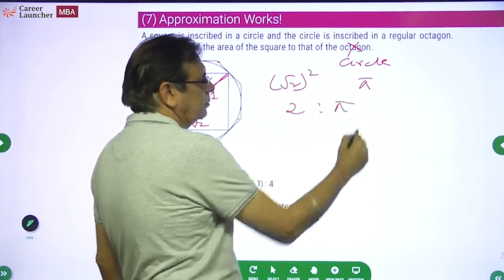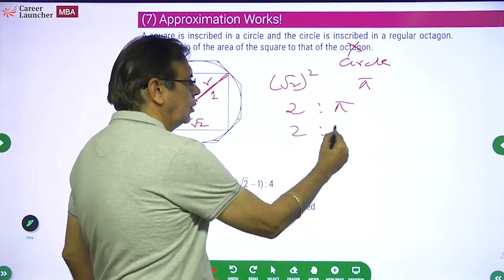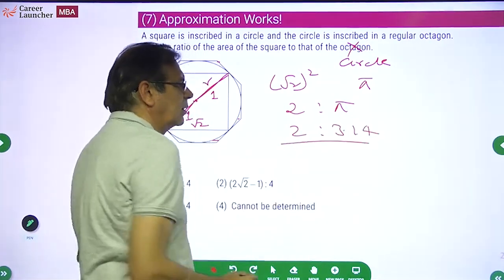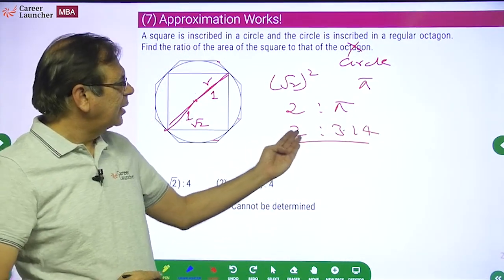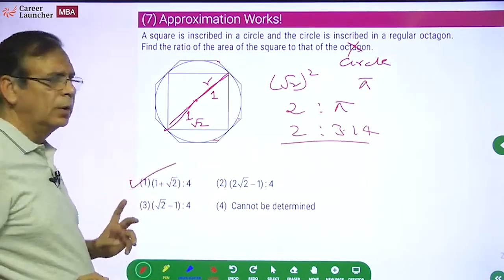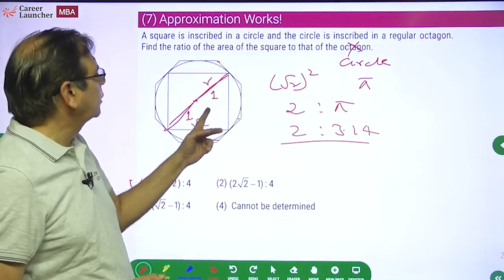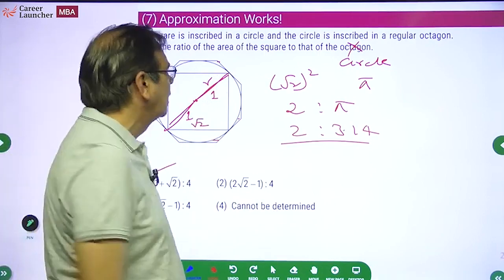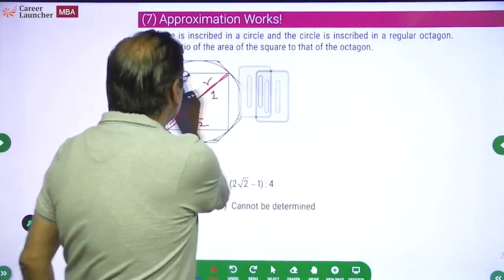2 is to pi, 2 is to 3.14 would be the approximate answer. I can easily say it is about 60%. Okay, so answer choice 1. Remember, I am taking this with respect to a circle; with respect to an octagon it will change a little, but among the choices, I don't need to waste my time.